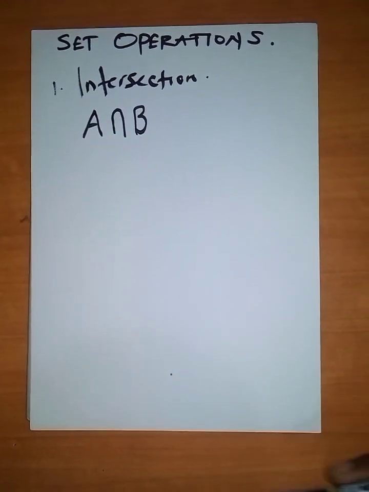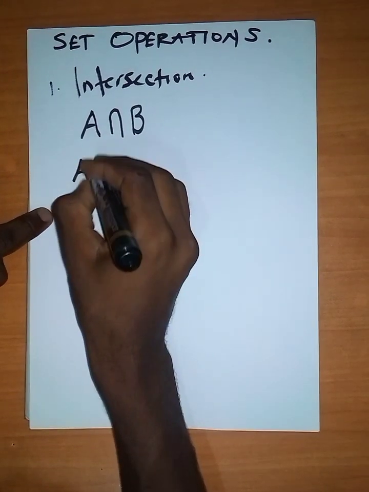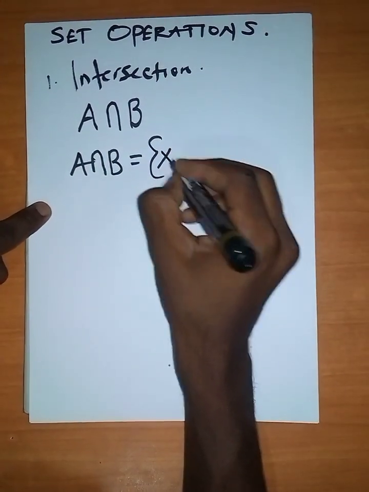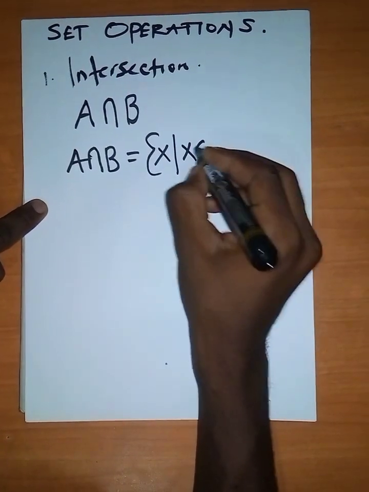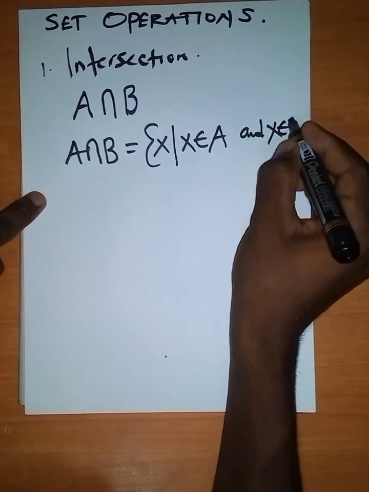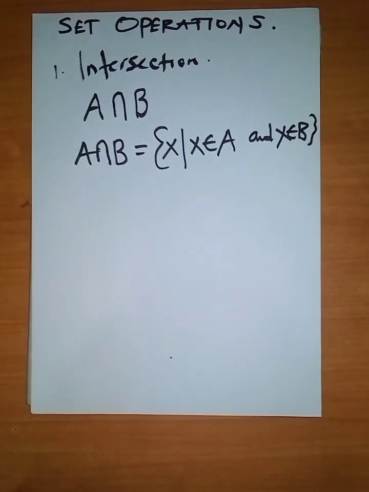So if we are supposed to write this in set builder notation, what we can say is that A intersection B is simply going to be equal to x such that x is a member of A and x is also a member of B, because we are looking at elements that are common in both sets.